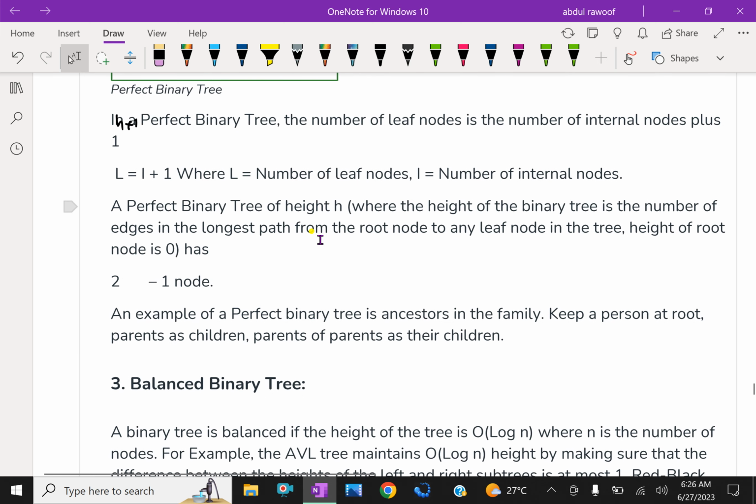Look here. In a perfect binary tree, the number of leaf nodes is the number of internal nodes plus 1. That is, L equals l plus 1, where capital L is the number of leaf nodes and l is the number of internal nodes. A perfect binary tree of height h, where the height of the binary tree is the number of edges in the longest path from the root node to any leaf node in the tree. Height of the root node is 0 here.